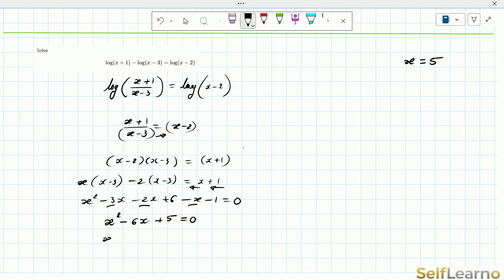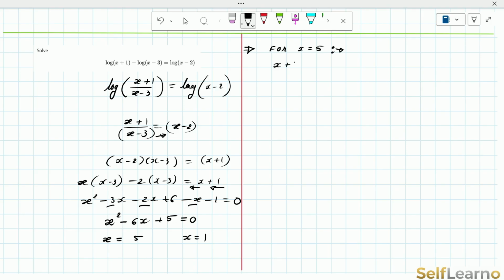So if you use a calculator, we get two answers: x equal to 5 and x is equal to 1. Both are positive this time. Yeah, that is why I'm interested in this question. Both values are positive. So now let us check the validity of these answers. For x is equal to 5, let us see what happens.